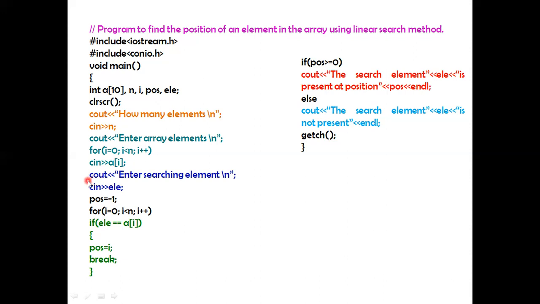Then see cout insertion within the double quotation, enter searching element, backslash n, double quotation close. This statement is asking me to give a value, which number, which element you want to search in the array. Okay. So see cin extraction element. So I'll give one number. Okay.